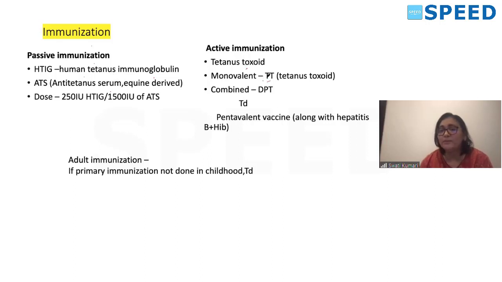You can give it as TT, or combined in DPT form: diphtheria, pertussis, tetanus together. Or you have pentavalent, which is DPT plus hepatitis B and Haemophilus influenzae B vaccine, now commonly used. So you have monovalent, combined DPT, and pentavalent. In an adult, if primary immunization was not done in childhood, you will start with the TT vaccine.